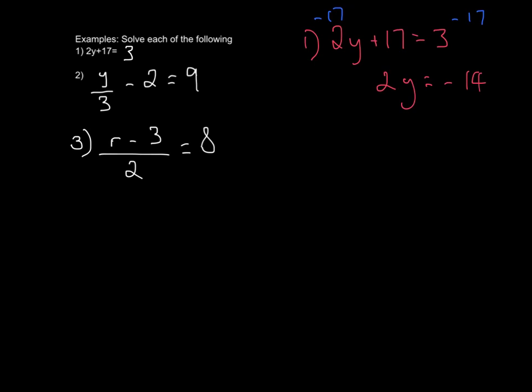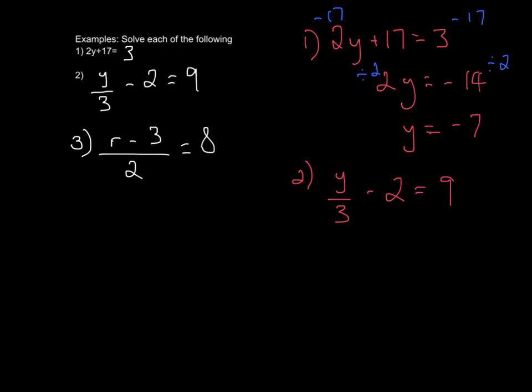Now 2y is the same as 2 times y, so we need to actually divide both sides by 2. And 2 divided by 2 is 1, so it's just y equals negative 14 divided by 2 is negative 7. Okay, example 2. We have y over 3 minus 2 equals 9.